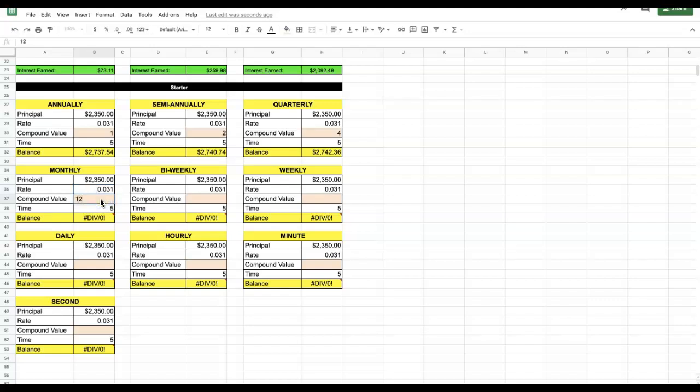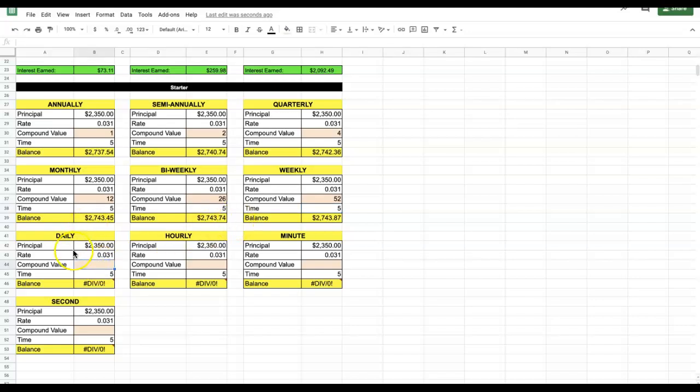So monthly is 12. Did this go up? Yeah, it went up a little bit from 2742 to 2743.45. So monthly seemed to increase. Bi-weekly is 26 times per year, 2743.74. So something interesting is happening here. Yes, it's still going up every time. Doesn't seem to go up as much as it did that first time, but let's see what happens. Let's keep going. Weekly is 52 times per year. Yeah, interesting. Still stuck at 2743, but it went up to 87 cents.